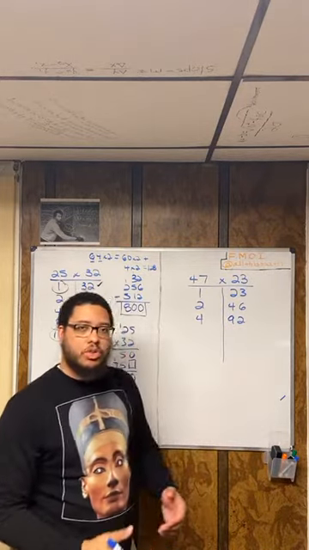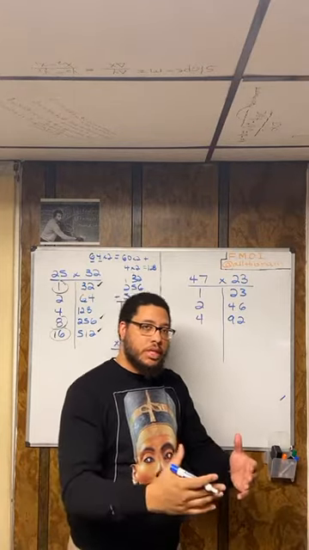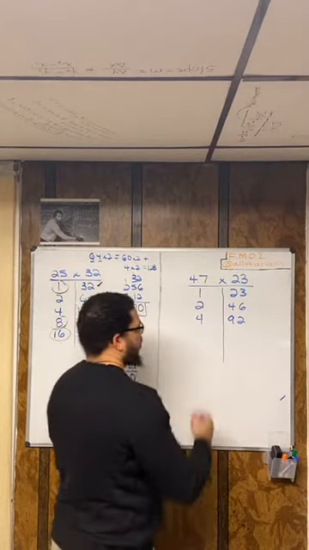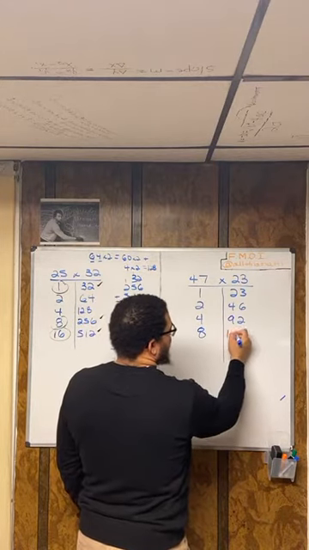Because 40 times 2 is 80. 6 times 2 is 12. 80 plus 12, together, 92. Double the 4, you get 8. Double the 92, you get 184.